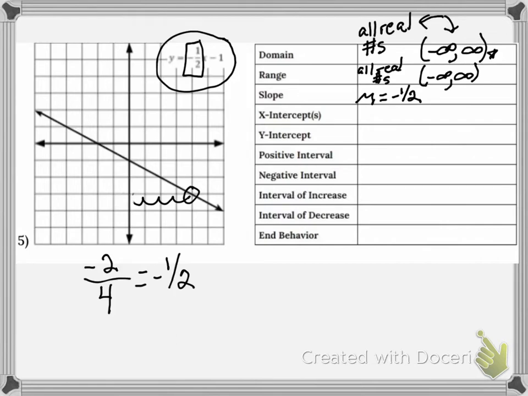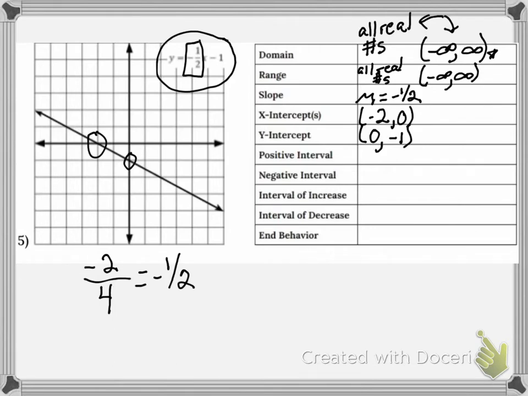X-intercept, where the function crosses the x-axis, you should be able to, when you look at a graph, guys, automatically start zoning in on where the intercepts happen to be. Here's our x-intercept at -2, 0. And our y-intercept is at 0, -1.